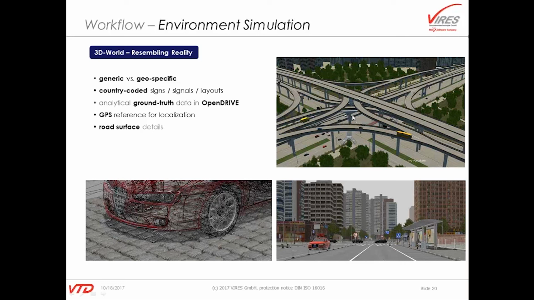But the message here is we can do complex networks, we can do multi-layered networks, we can do this in geospecific or generic ways. And if ever needed, you can also have a GPS reference for this, so you can match the simulation coordinates that you have for each object with something you will find in the real world.